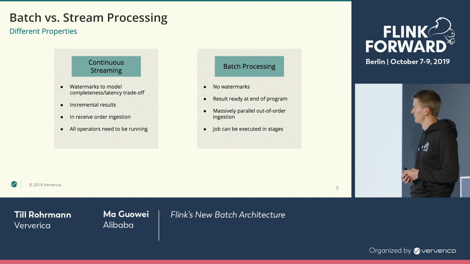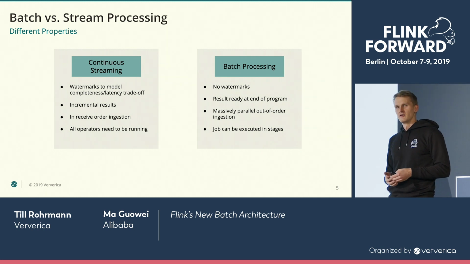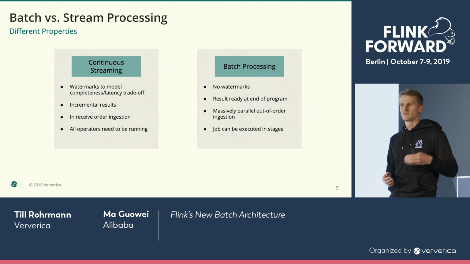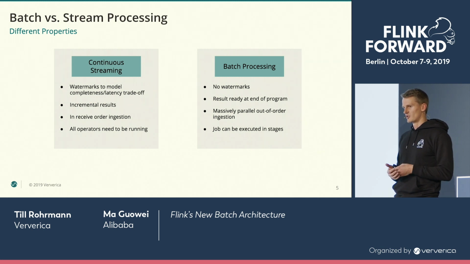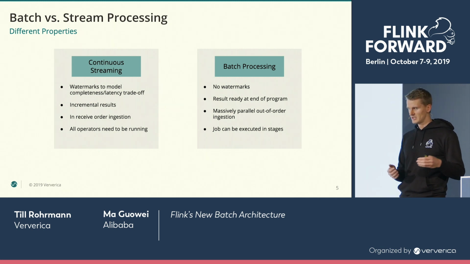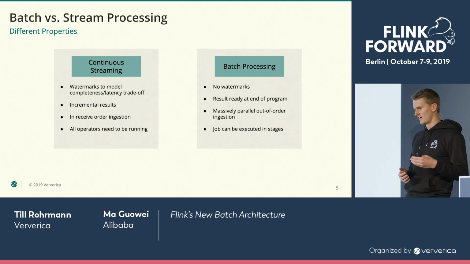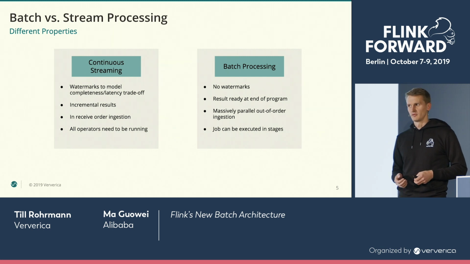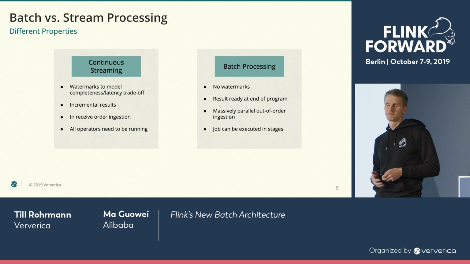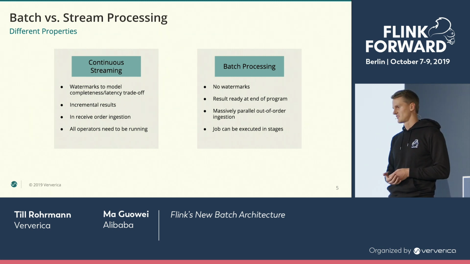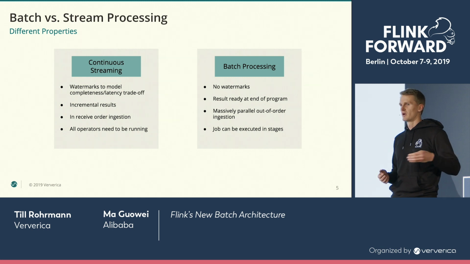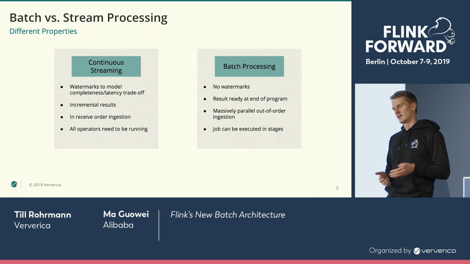So to sum this up, what are the differences we've seen? First of all, in a streaming program, we have the concept of watermarks, which effectively trade off data completeness versus latency. Usually, our job produces incremental results, which are refined over time, and we ingest the data in receive order. And all operators need to be running at the same time. In contrast to that, when running a batch job, there are no watermarks. Well, you see the result once the job has completed. And the data can be read in an arbitrary order, potentially optimized for how you store the data. And it can be executed in stages.